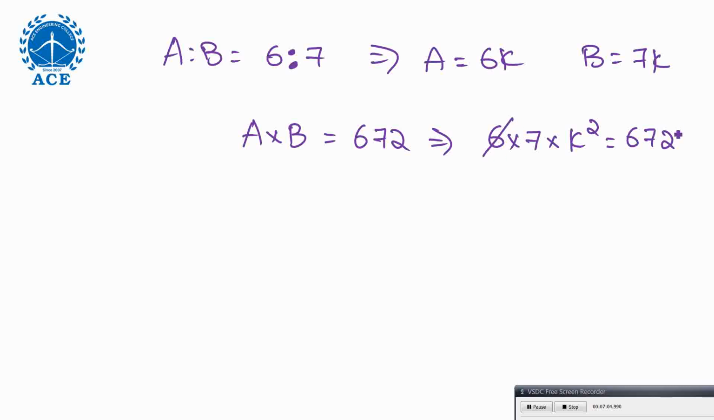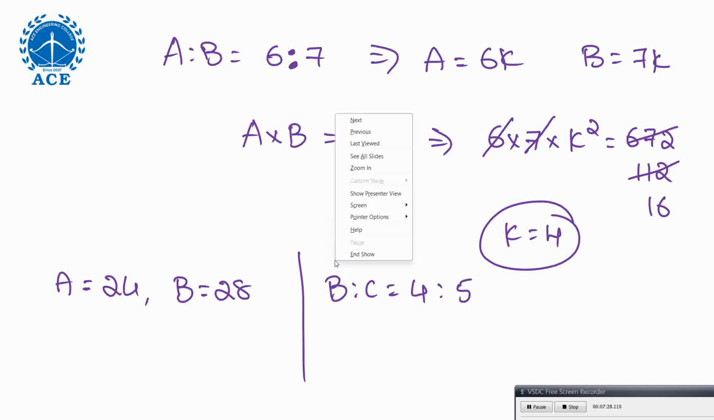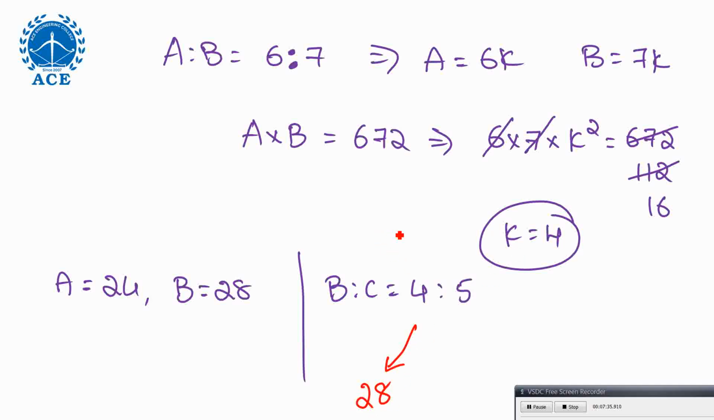So if we divide by 6, 112. If I divide by 7, we get 16. K is nothing but equal to 4. So A's age is 24, B's age is 28. Now B and C are in the ratio 4 is to 5. Here B's age is how much? B's age you already know, 28. Listen, everybody focus here. 4 is given as 28, it means it's multiplied by 7. Then 5 is multiplied by 7, which means 35.